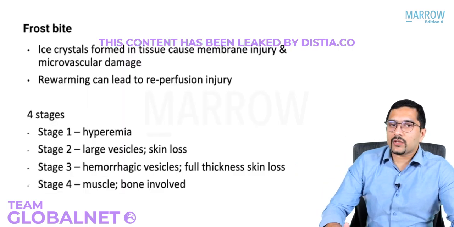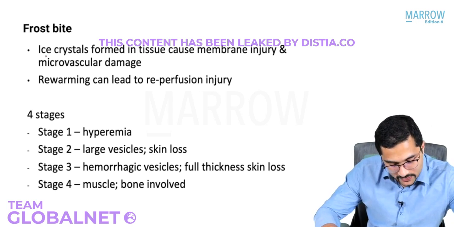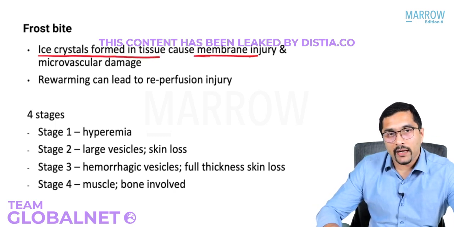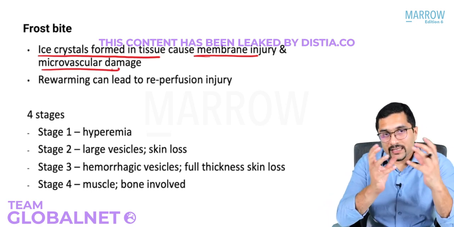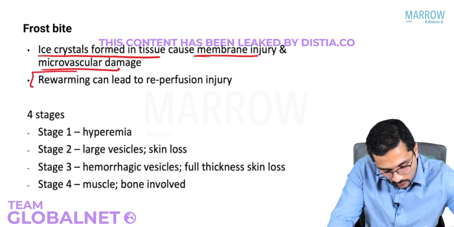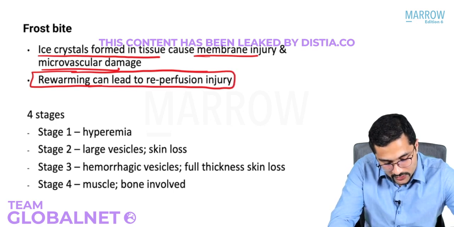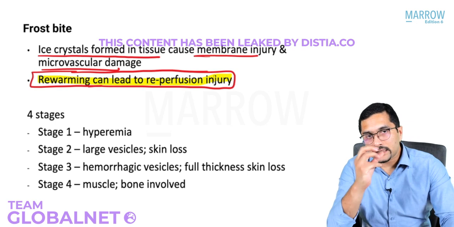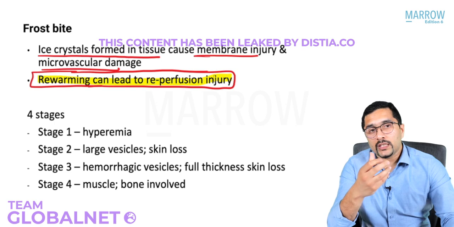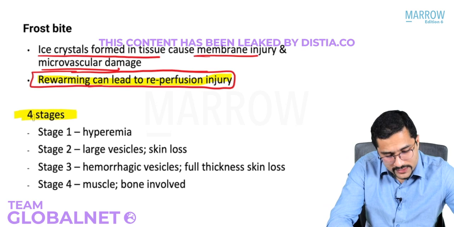Two more problems which are associated with cold environment are frostbite and trench foot. Frostbite is when ice crystals are formed in the tissue and they can cause membrane injury and microvascular damage. So these ice crystals can cause membrane injury. And also when you rewarm, there can be reperfusion injury. So it's a double whammy. First, these ice crystals cause membrane damage, and then the rewarming can cause reperfusion injury by generation of more free radicals.